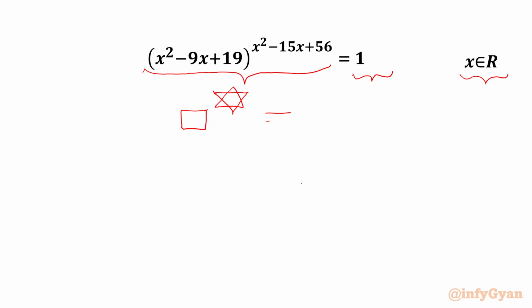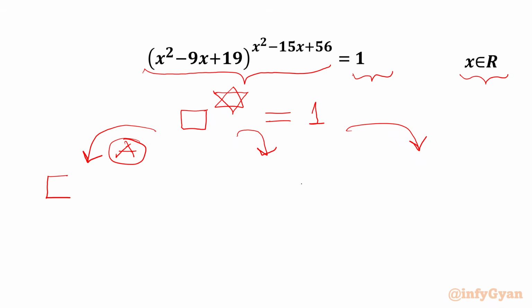Now we have to search in how many ways we will put the values of box and star to get 1. So we have 3 cases in total. Case number 1, which we call case A. Here our base or box is equal to 1. At the same time, our power or star belongs to real numbers. So we can write here base is 1, so 1 raised to the power real number is always equal to 1.